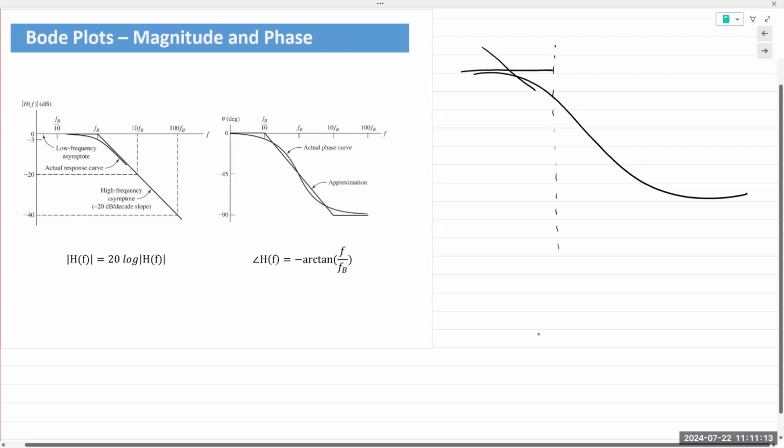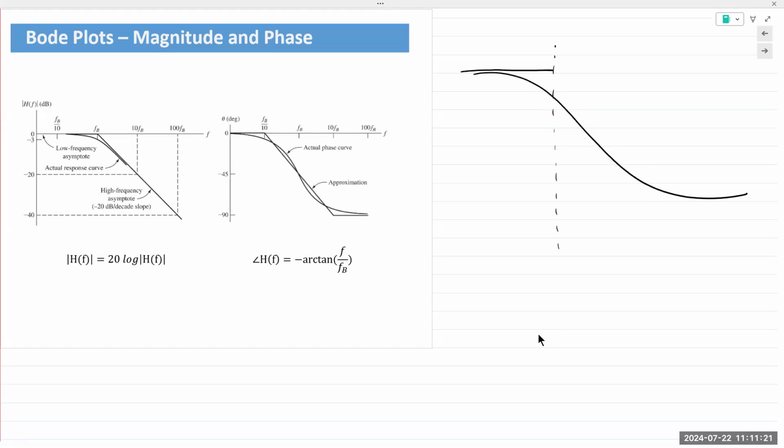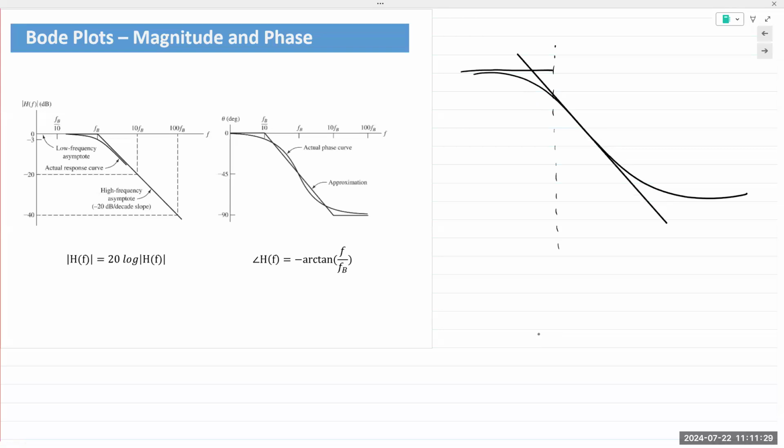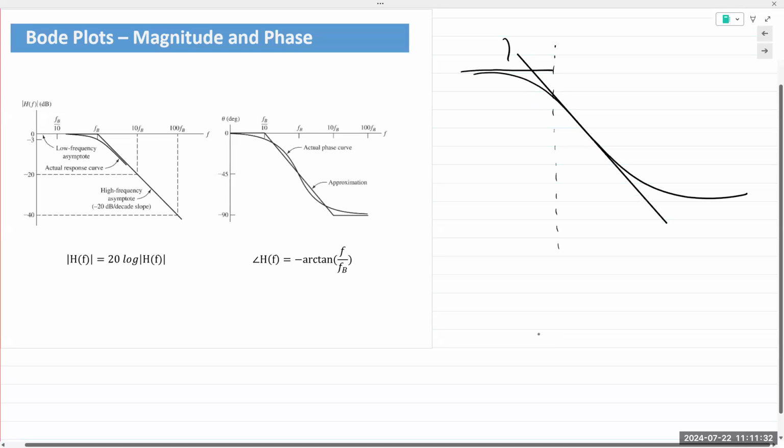So this, for a low pass filter, would be the low frequency asymptote, right there. And this would be the high frequency asymptote.